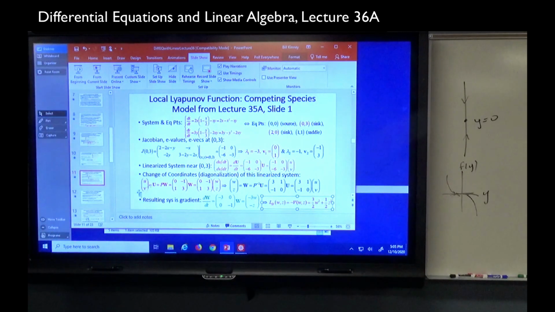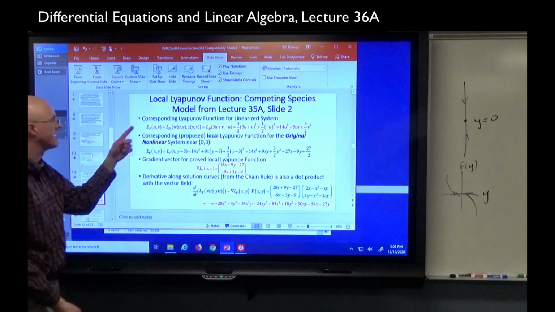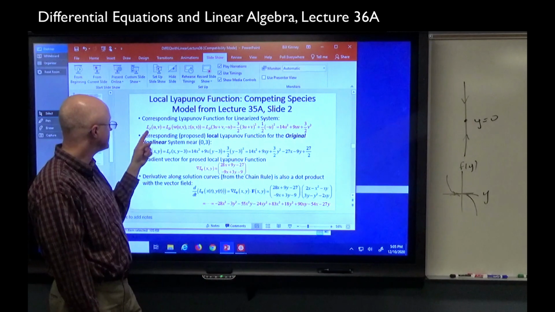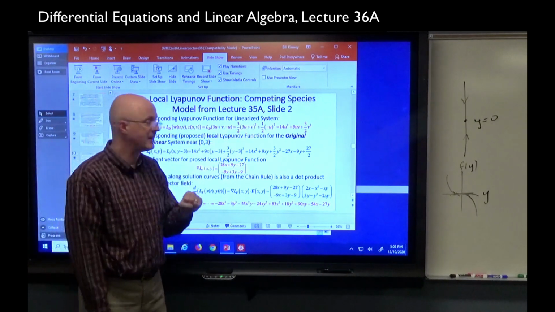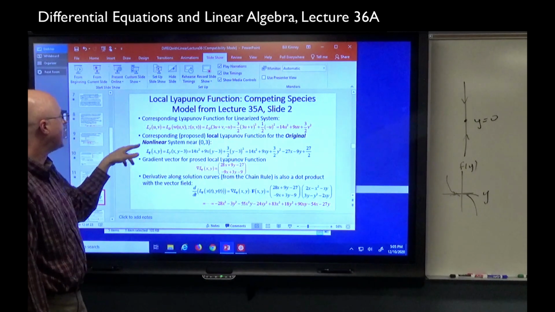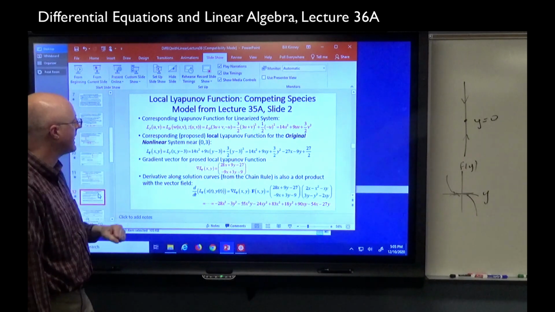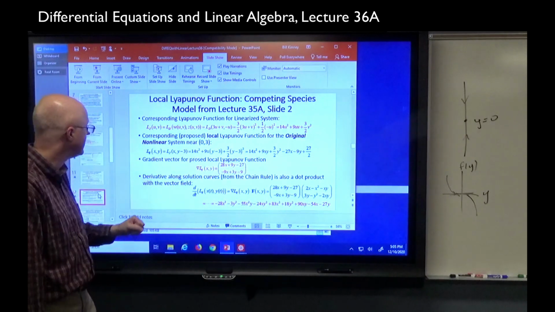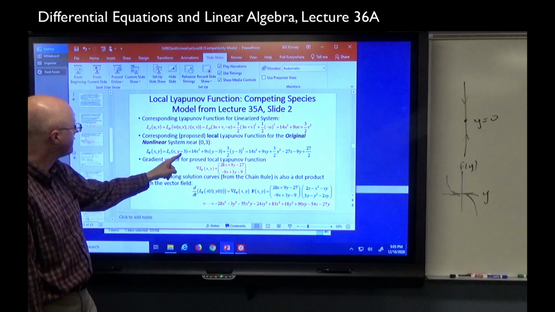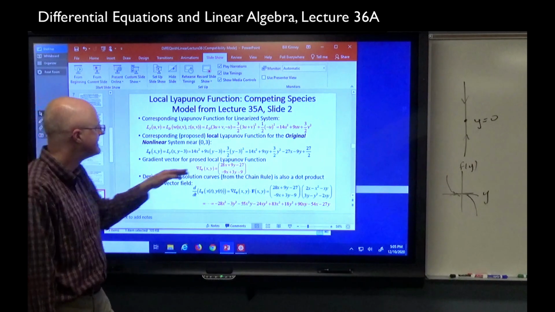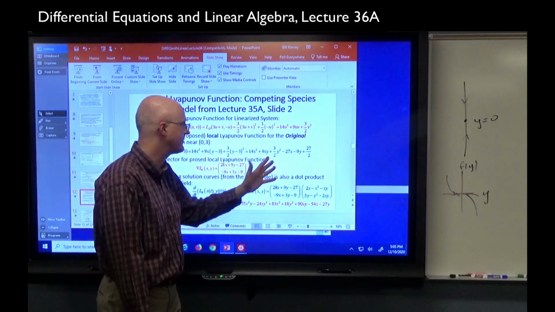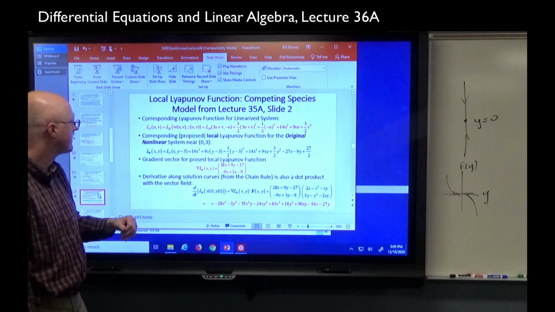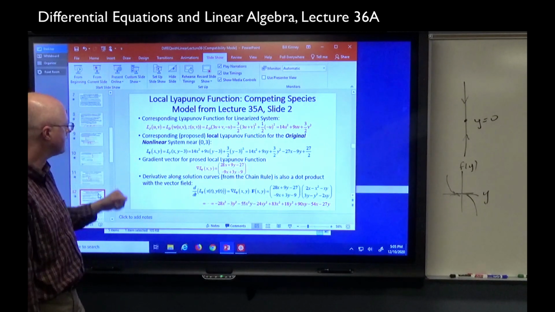I converted on the next page that Lyapunov function to a Lyapunov function for the linearized system involving the Jacobian matrix, that's a J there. It's a quadratic form. Then I proposed a local Lyapunov function for the original nonlinear system. That was the competing species model near 0, 3, by essentially plugging in x and y minus 3 into this LJ function to get this thing, which is not a quadratic form because you have some first power terms and zeroth power terms. Here's the gradient vector for this local Lyapunov function.